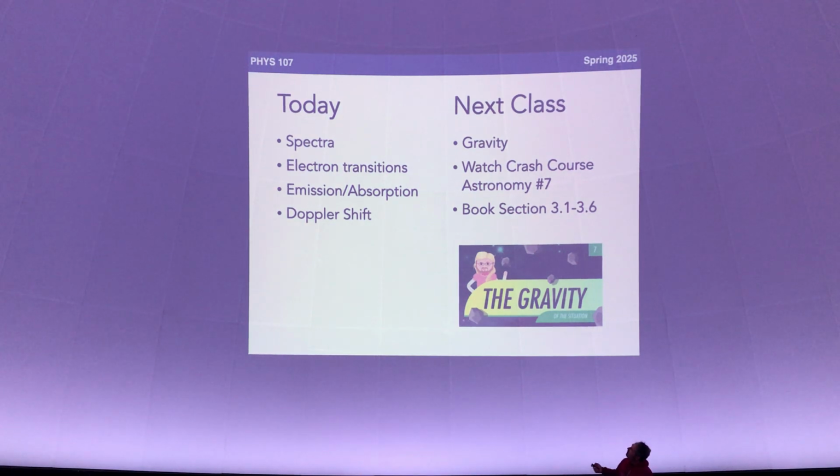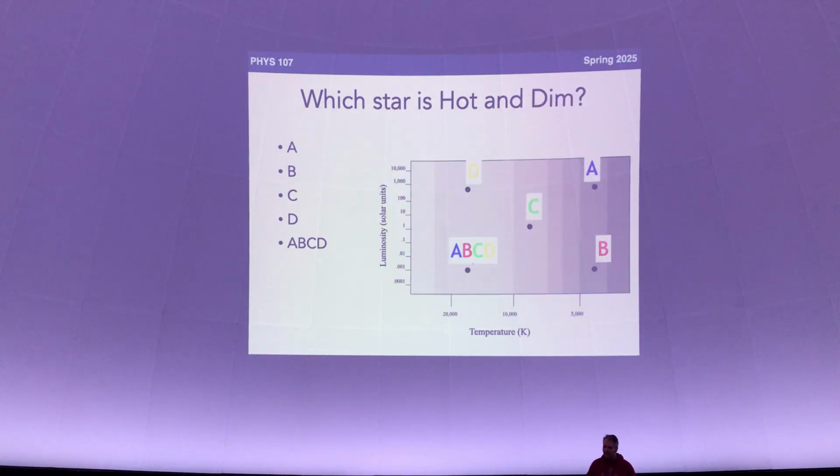We'll talk about the different kinds of spectra that we can have, and we'll talk about Doppler shift, right? So these are the concepts that we're going to use throughout learning about the universe, because this is how we learned about what stars are made of and how fast they were going.